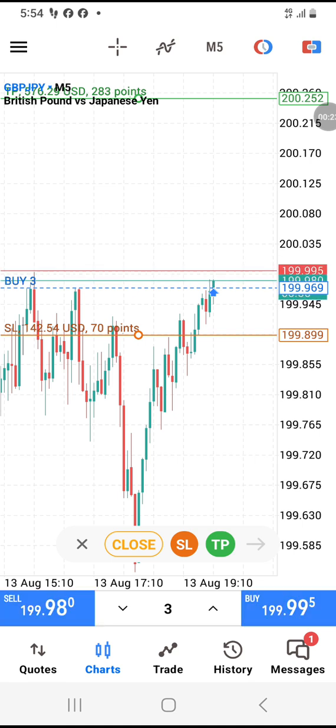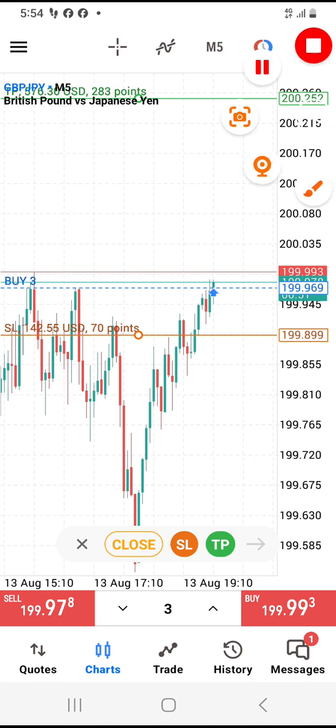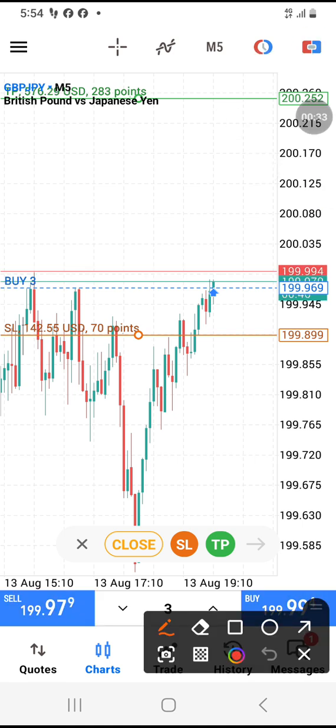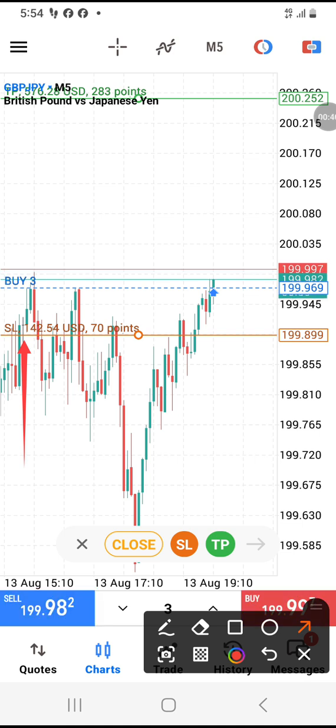When you click here, if you take this trade, you are seeing stop loss, SL. Look at this very place now. You see SL. It shows 142.54 USD. This is the amount I'm losing when this trade goes against me. 70 points, that's 70 pips.